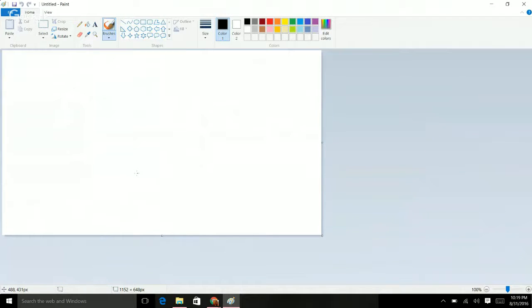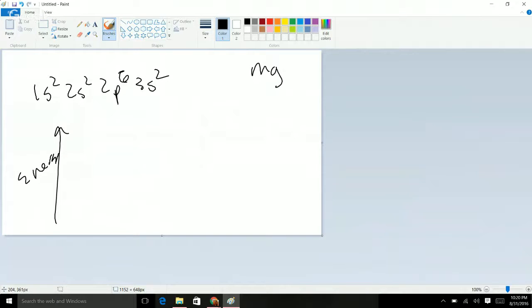Okay, let's pick an element like, I don't know, magnesium. That sounds good. If I do electron configuration for magnesium, I get 1s2, 2s2, 2p6, 3s2. And so if I'm going to draw the Aufbau diagram, I'm going to have energy, and the arrow is pointing upwards because as you move up in energy, it's in a higher energy level. The lower energy levels are the lower parts.